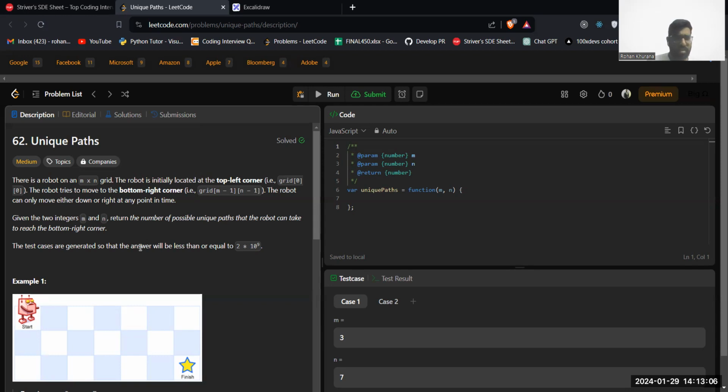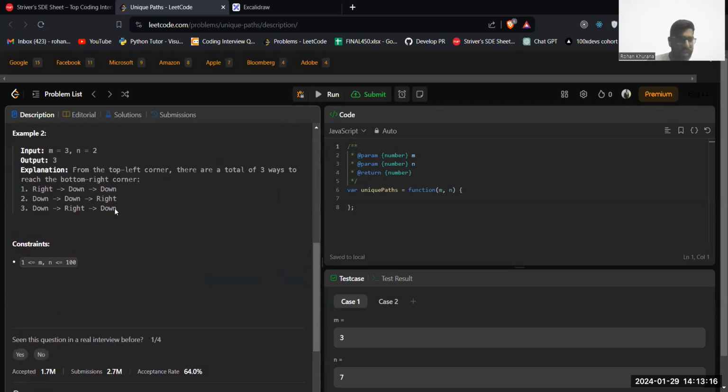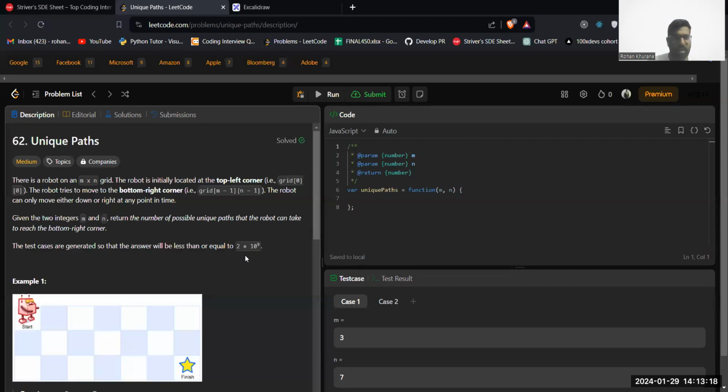The last thing is that these test cases are generated so that the answer will be less than or equal to 2 into 10 to the power 9. So that is the limit. So you don't need to understand dynamic programming here.